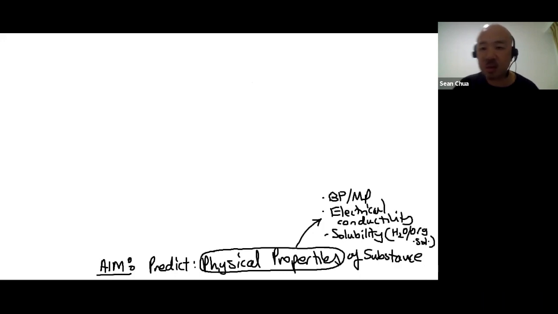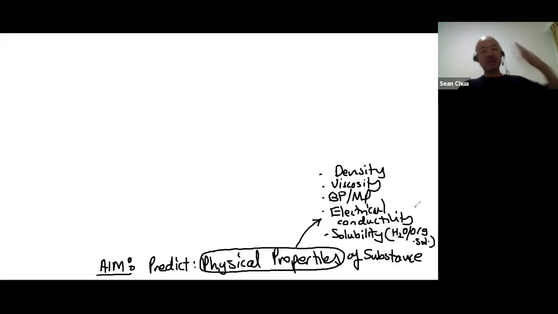Let me take a look at the chat. Viscosity, malleability, ductility. I'll take all of these: melting point, boiling point, viscosity, density. All these are very common physical properties. So that's the aim.